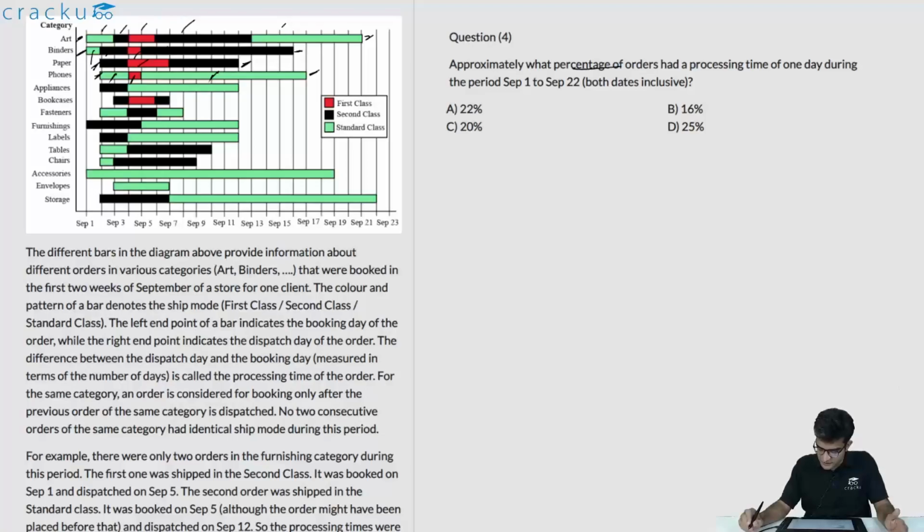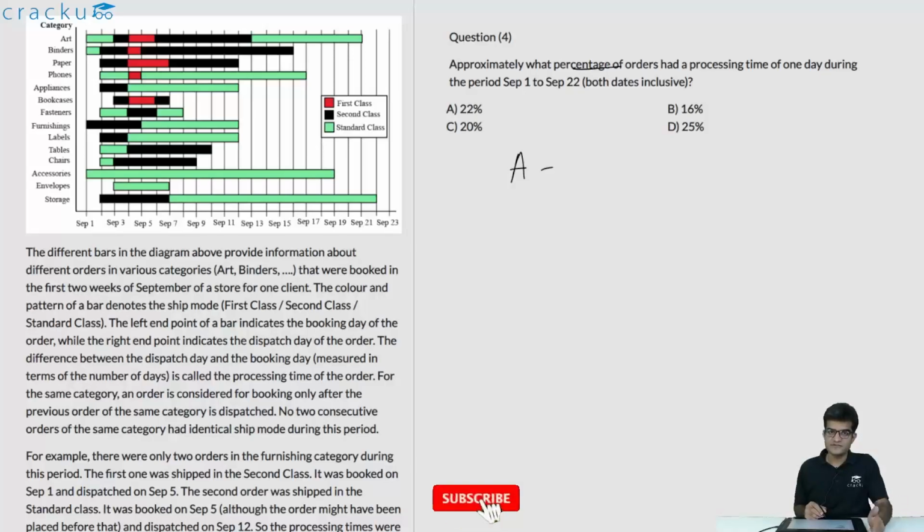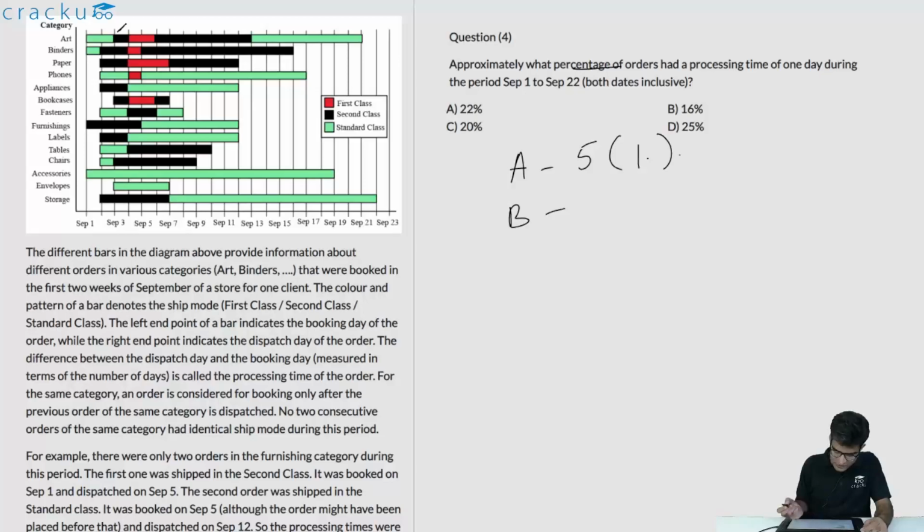Approximately what percentage of orders had a processing time of 1 day during the period from September 1st to September 22nd, both the dates included? So for each of the categories, we have to figure out what is the total number of orders and how many orders had exactly 1 day processing time. The total number of orders in art is 5 and the number of orders with exactly 1 day processing is 1, just 1. If you are looking at binders, the total number of orders is 1, 2, 3 and 4.